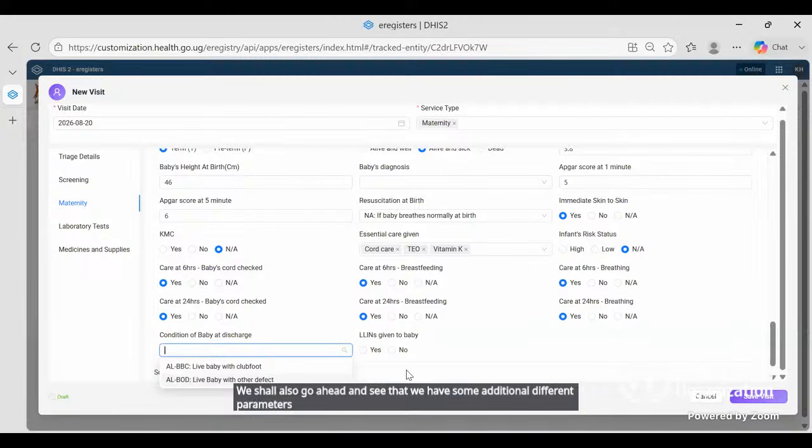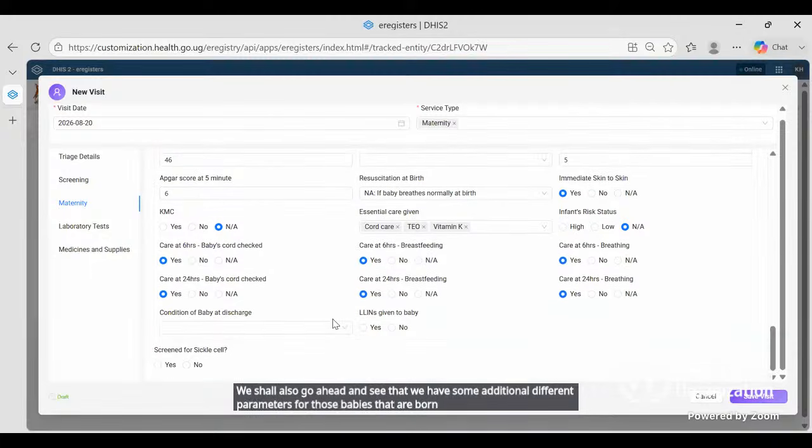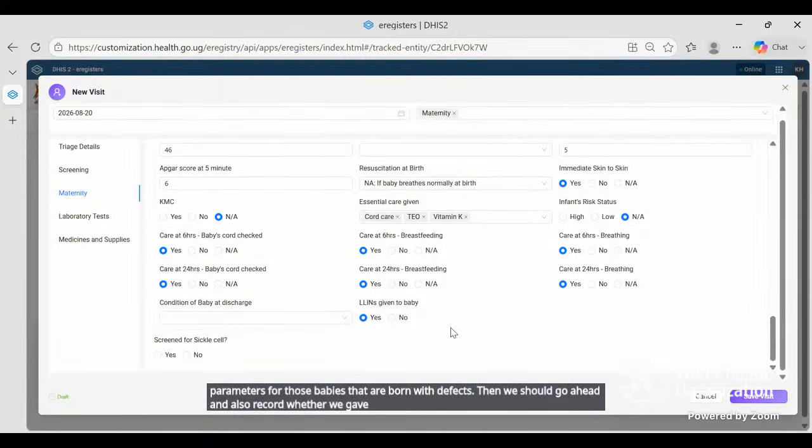parameters for those babies that are born with defects. Then we should go ahead and also record whether we gave this child a NET.